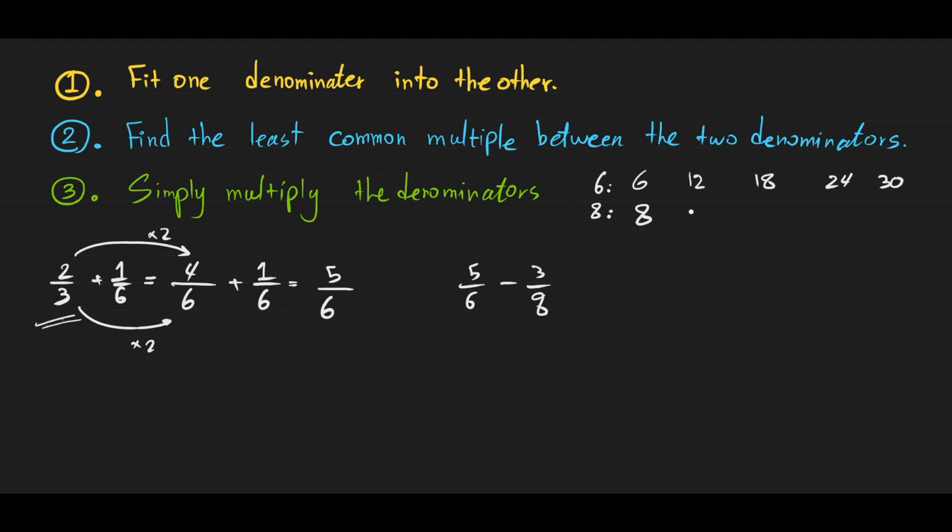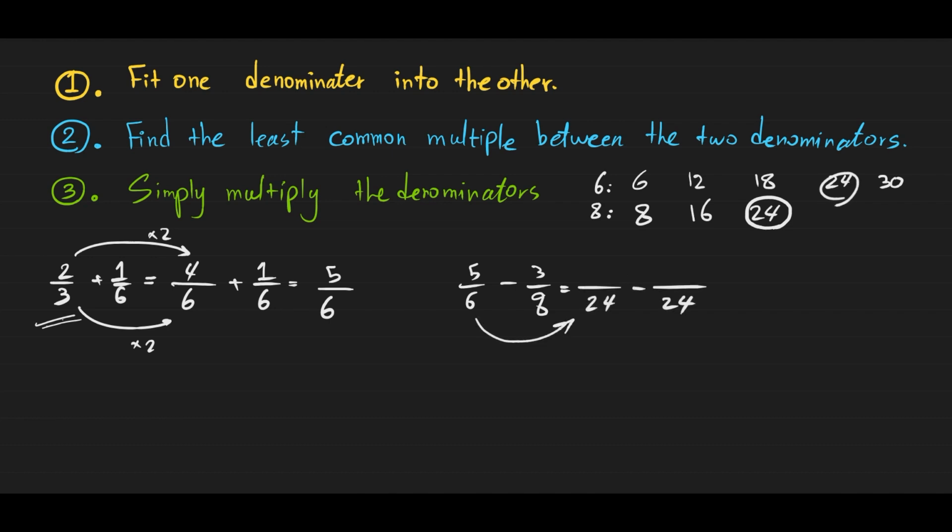So 1 times 8 is 8, 2 times 8 is 16, and 3 times 8 is 24. And I'm going to stop right here because I see 24 in my other list. So we know that 24 is the least common multiple since it's the smallest multiple that will be in both of these lists. Now that we have our least common multiple, we're going to change both of our fractions into equivalent fractions. And these equivalent fractions will have a denominator of 24.